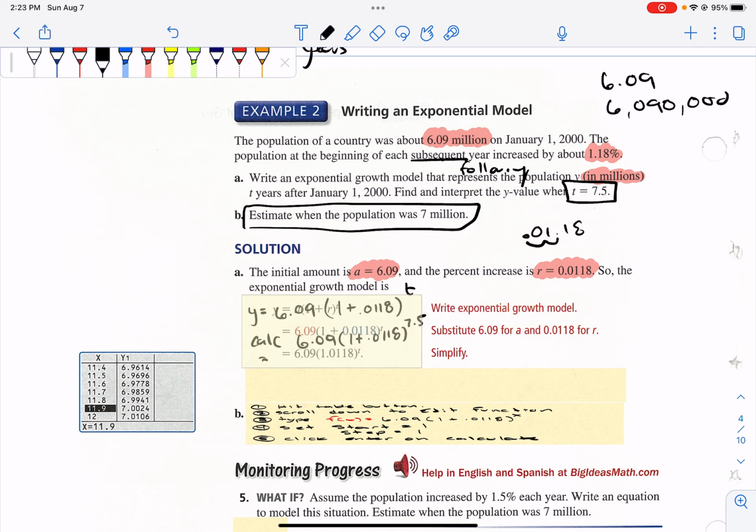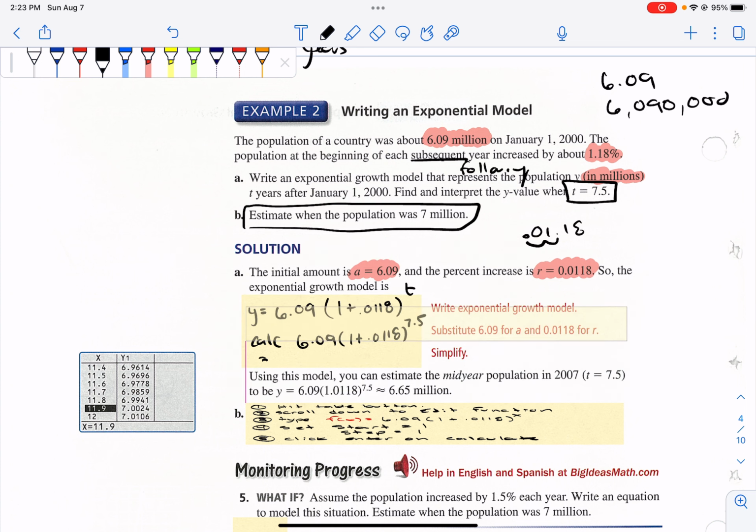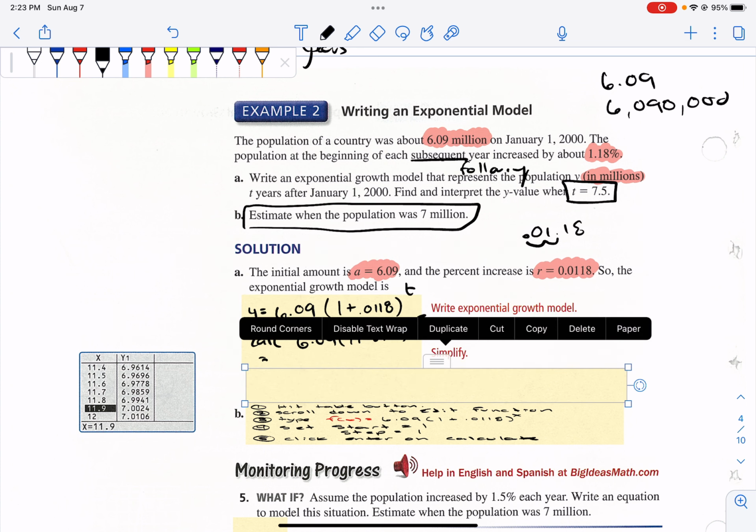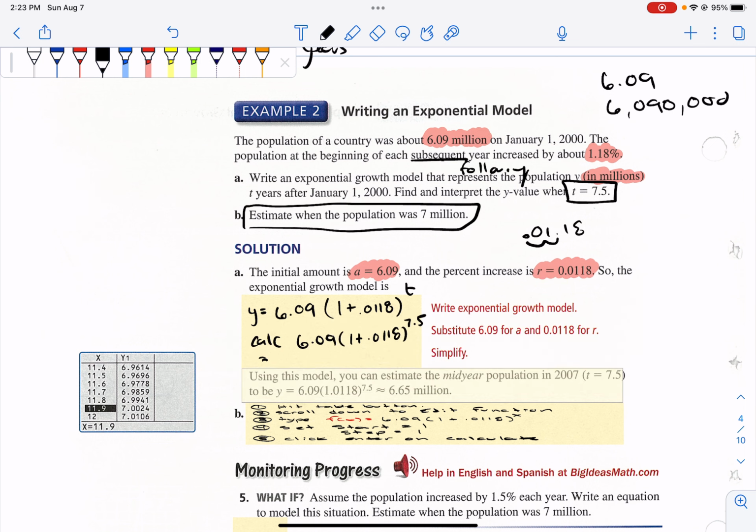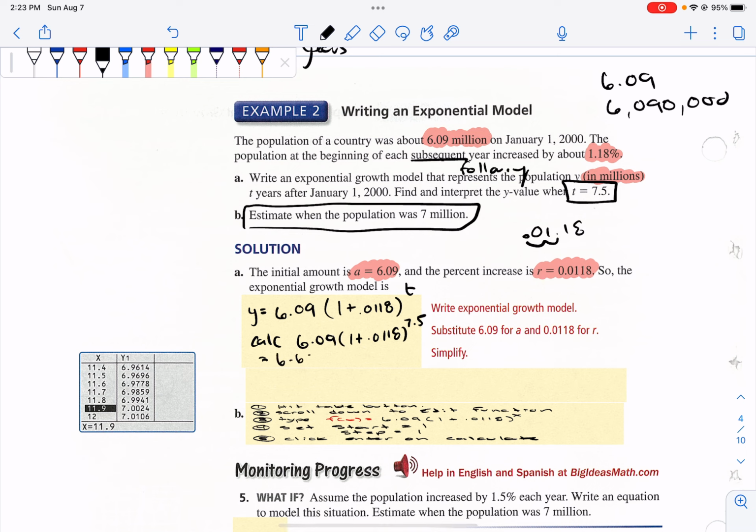Where is my answer? Down here? There we go. Approximately 6.65 million. So 7.5 years later, I was at 6.09 million. 7.5 years later, I'm at 6.65 million people. If I'm growing 1% per year, that's a lot more people. We're 500,000 more people than we were just 7 years ago.